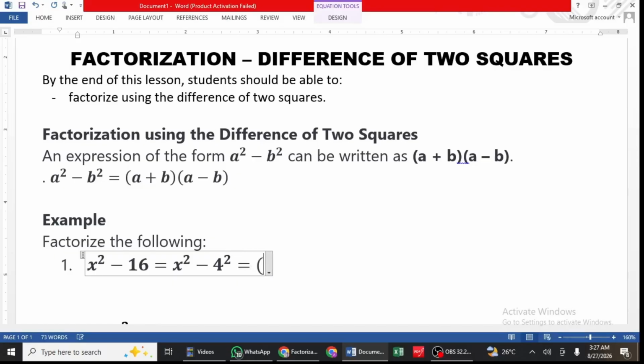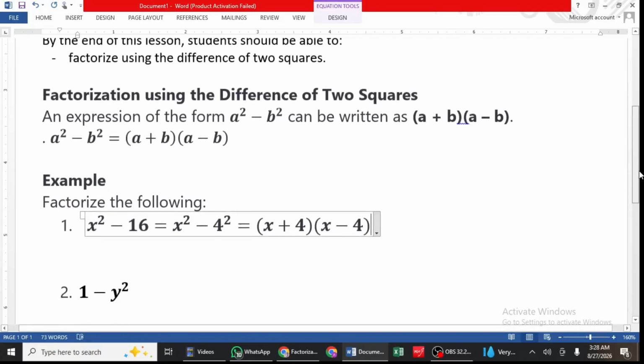And the second step is to rewrite the expression given to you. You add the first one and you subtract the second one. You add, you subtract, and this is how to factorize difference of two squares.